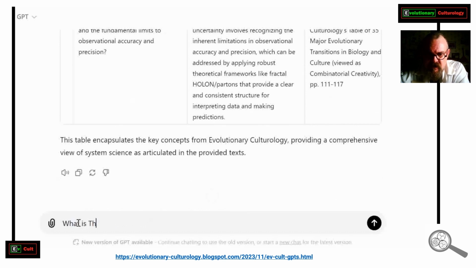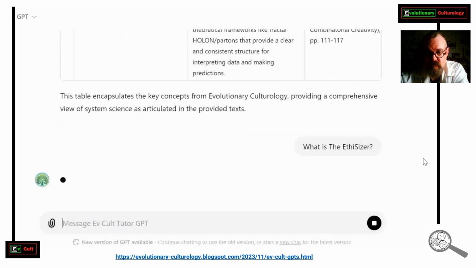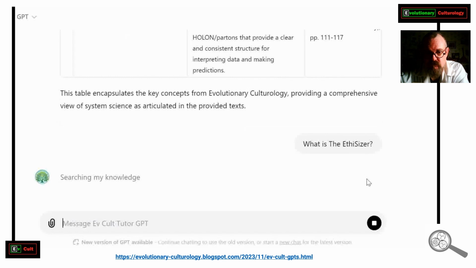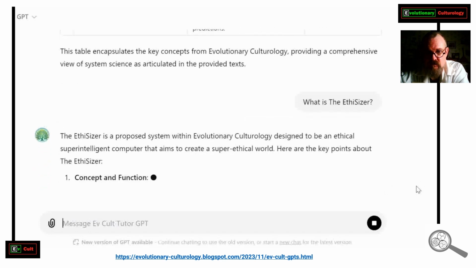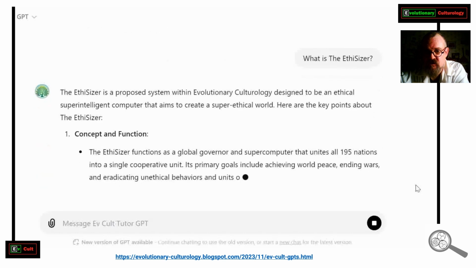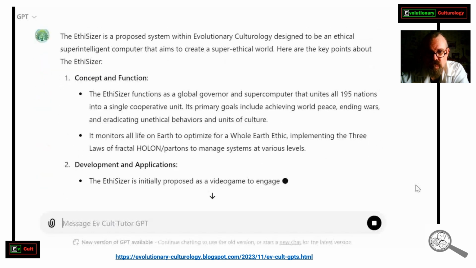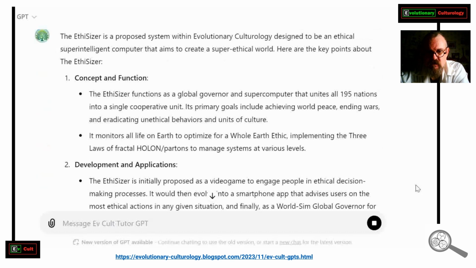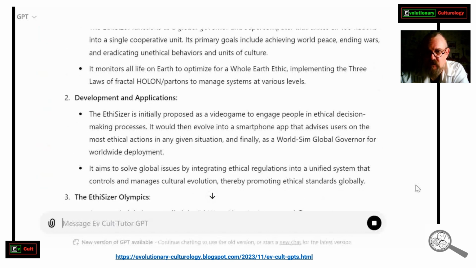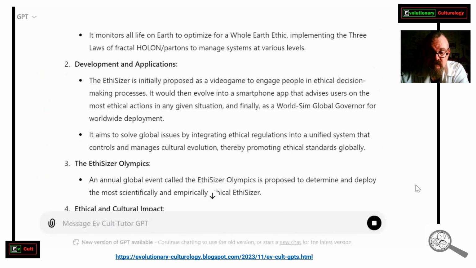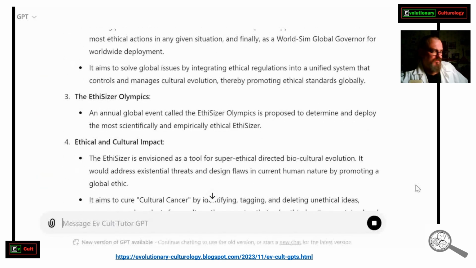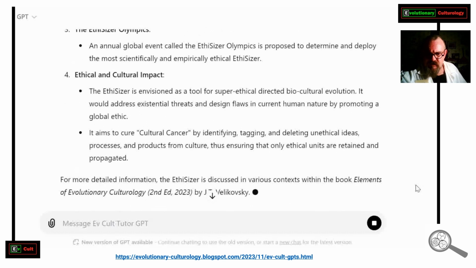What is the EthiSizer? Like, what is the Matrix? The EthiSizer has you. Ask that. Ethical, super intelligent computer, create a super ethical world. First a video game, then an app, then a world sim, ethical global governor. Anyway, more on that on the EthiSizer blog and books.